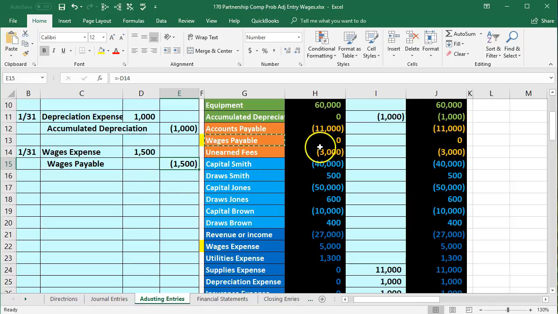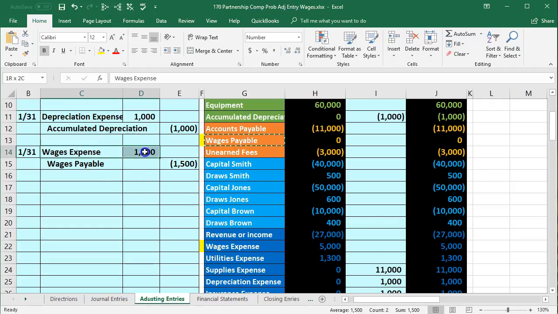Now we're going to post this to our worksheet and see if it does what we expect it to do. What do we expect it to do? We expect the wages payable to go up in the credit direction, representing the fact that we owe money to the employees, which we'll pay as soon as the payroll processes at the beginning of next month in accordance with the normal payroll process. And we expect the wages expense to go up, bringing net income down.